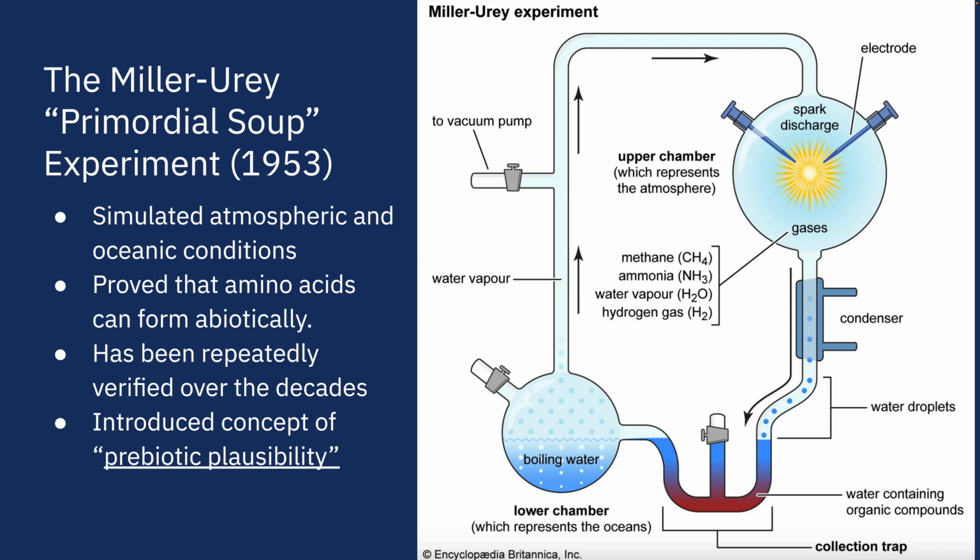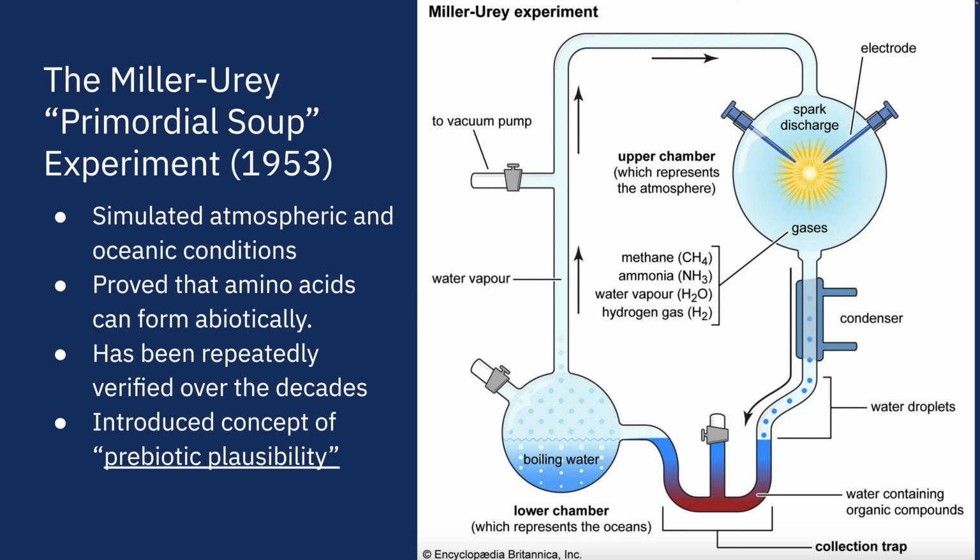Miller-Urey primordial soup experiment, where they just basically proved that amino acids can form abiotically. That means without a template. They basically made a soup of methane, ammonia, water, and hydrogen, and boiled it for a couple of days, and then saw what came out of it, and they got amino acids.